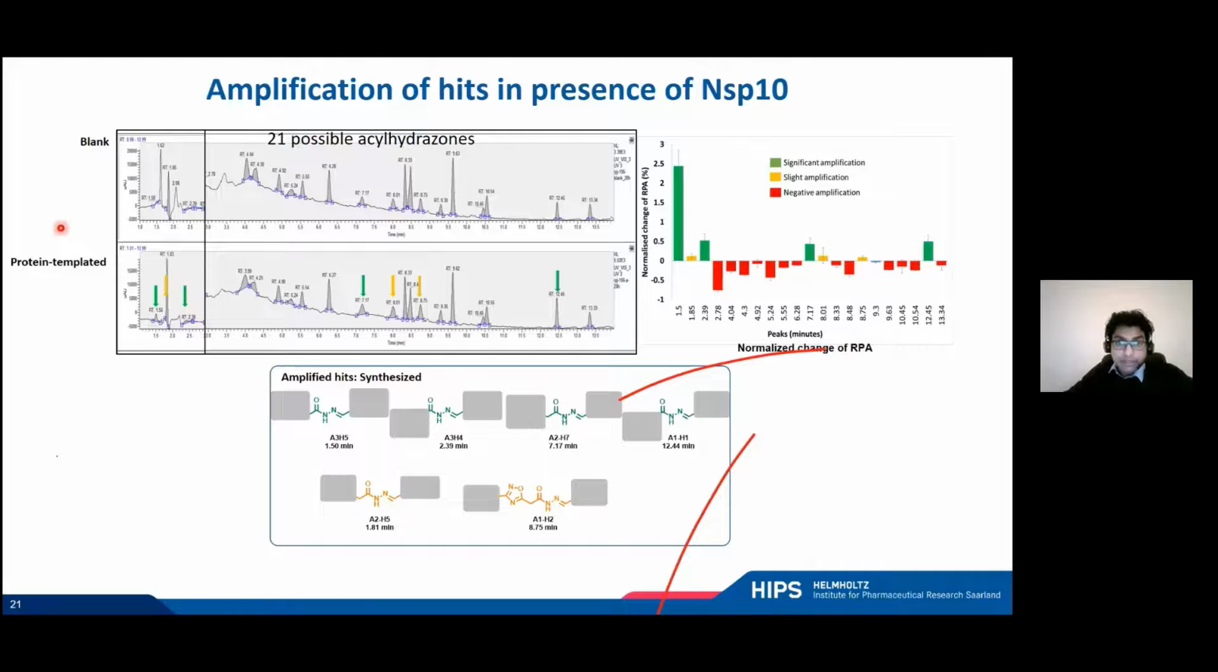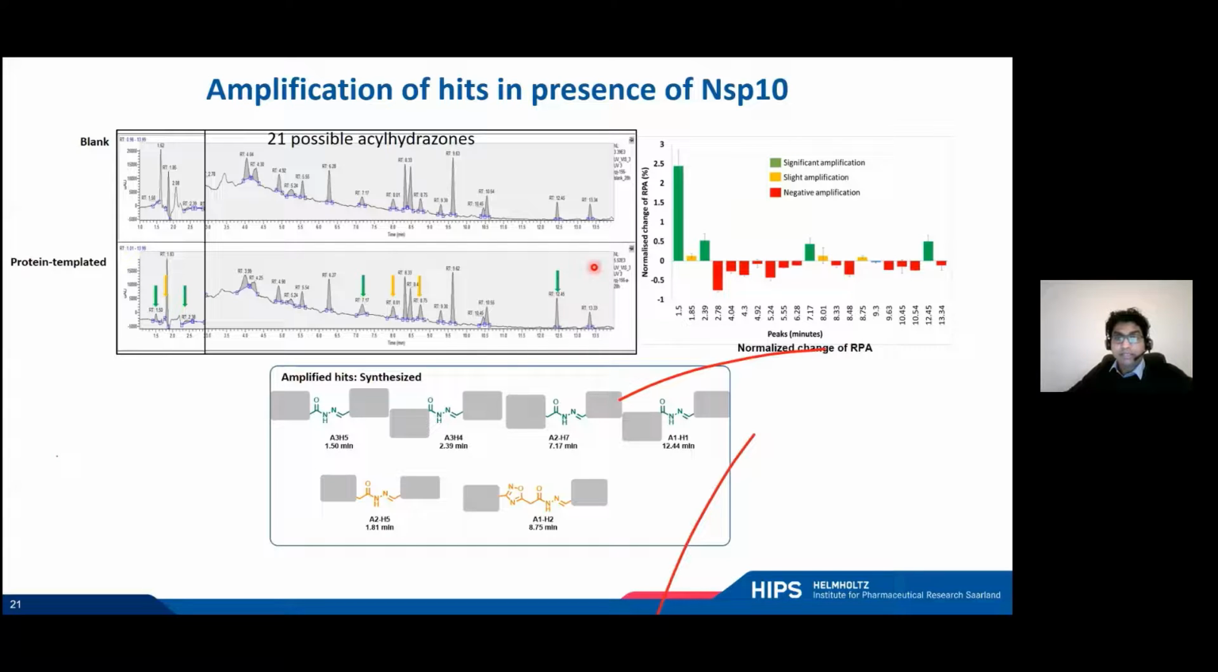You see that this peak at 12 minutes is higher than the peak in the blank reaction. The same goes for the other green peaks. So this means that this compound is amplified, or it's catalyzed more by the protein. In other words, these compounds are binding to the active site of the protein, right?